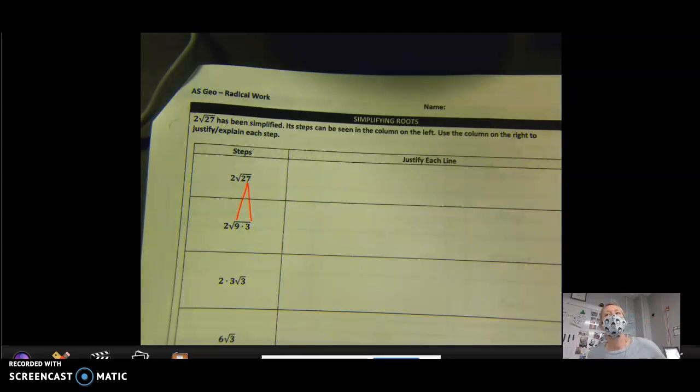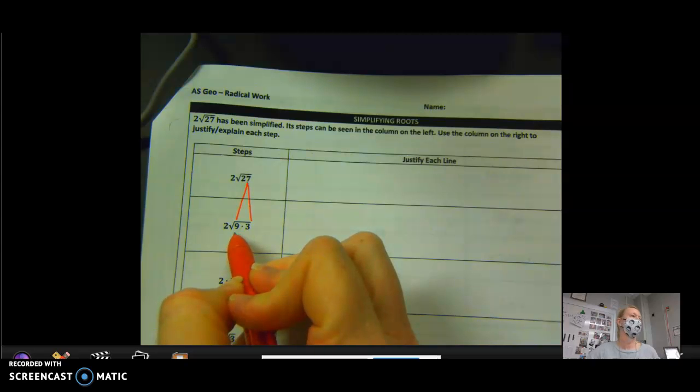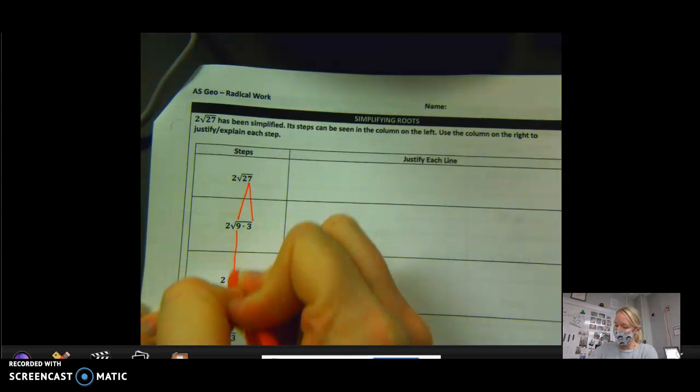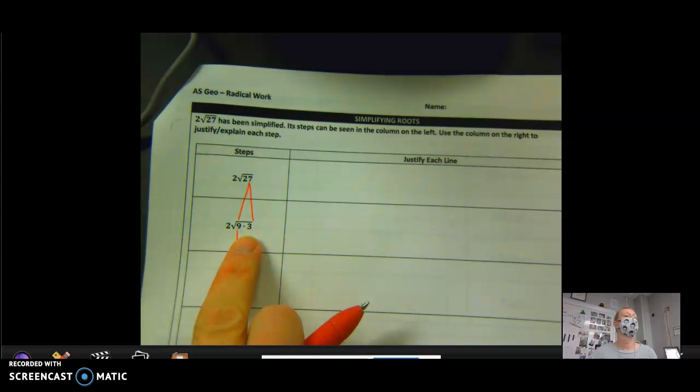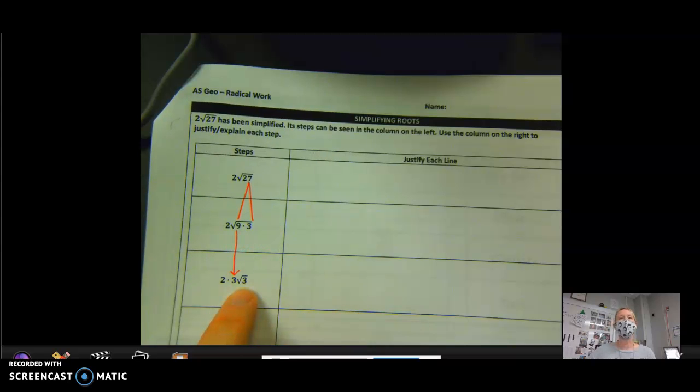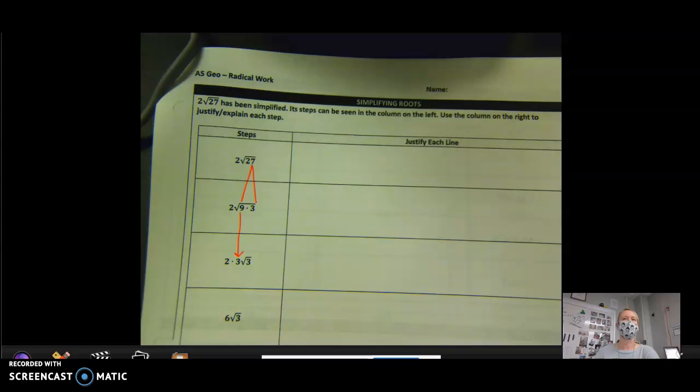Then what you do is you take the square root of that largest perfect square number. So like, what is the square root of 9? 3. So what happens is that 3 comes out because we took the square root of it. Can I take the square root of the number 3? No, it would give me some funky decimal answer. So what happens is that guy gets left in the radical. Okay? Then the last step would be to multiply anything on the outside of the radical and anything on the inside of the radical. So here I would just do 2 times 3 to give me 6 square roots of 3. And this is your final answer.